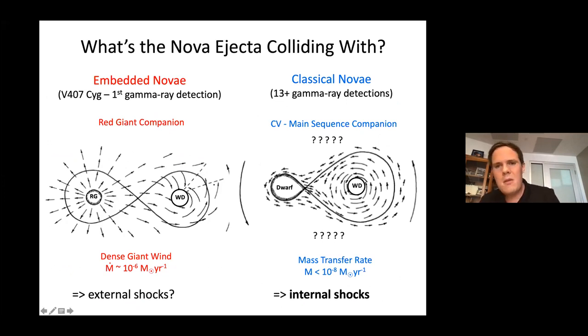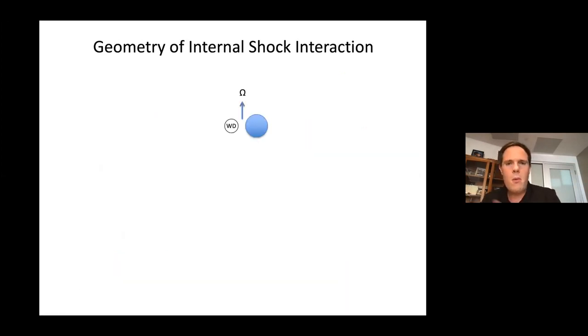But since that time, essentially all of the detections have been of the classical variety, where the companion is a CV, a dwarf with a wimpy mass loss rate and an even wimpier mass transfer rate. So it's very clear that the environment probably doesn't supply the working surface we need for these shocks, which strongly suggests that the shocks are internal, meaning they're between different components of mass ejected during the nova itself, as opposed to interaction with some external environment. So let me just go through what we think is the cartoon picture of the shock interaction, and hopefully Elias will supply some justification for this.